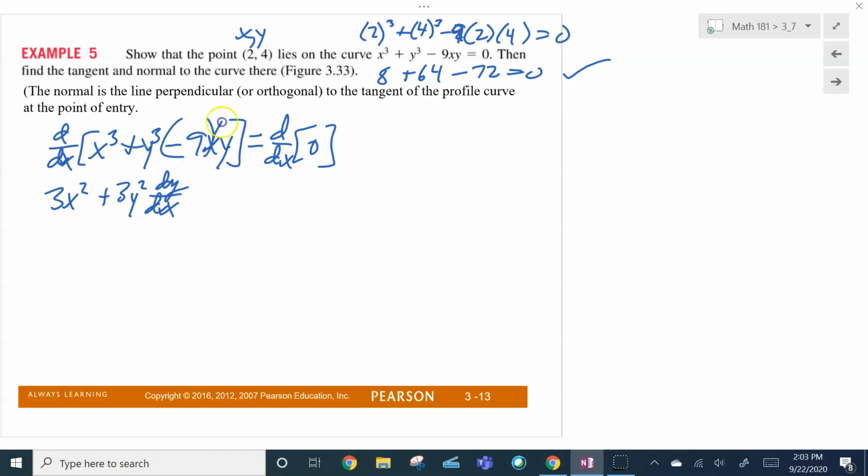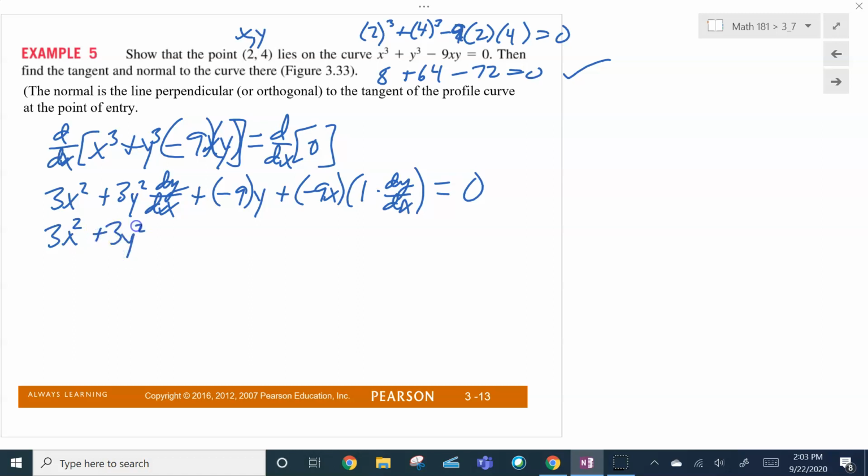Now I'm going to think about this. This is negative 9x times y. So the derivative of negative 9x is negative 9. So derivative of the first times the second plus the first times the derivative of the second. So that's 1, the derivative of y is 1, dy/dx. And this equals the derivative of 0, which is 0. So we got 3x squared plus 3y squared dy/dx minus 9y minus 9x dy/dx equals 0.